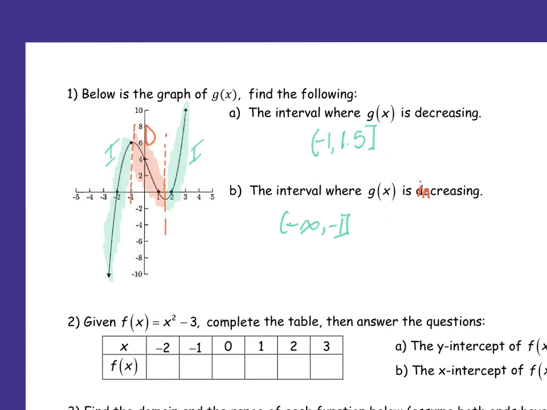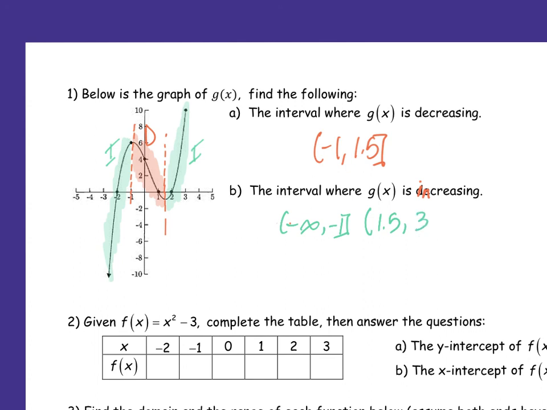And then it starts increasing again. Oh, I just forgot to change my color. I'm so sorry. Let me fix that. I'm all frustrated from the computer going down. It's decreasing from negative 1 to 1.5, and then it's increasing again from 1.5 to 3.